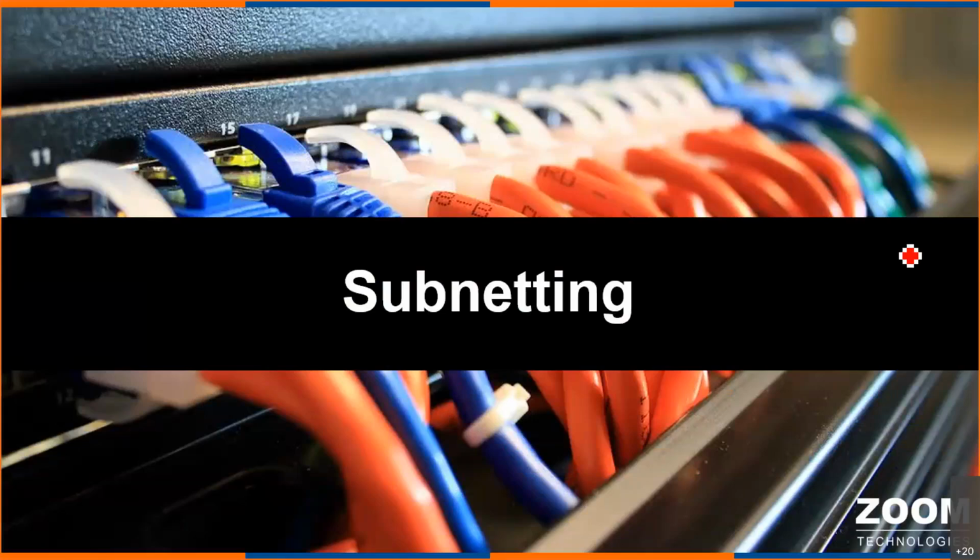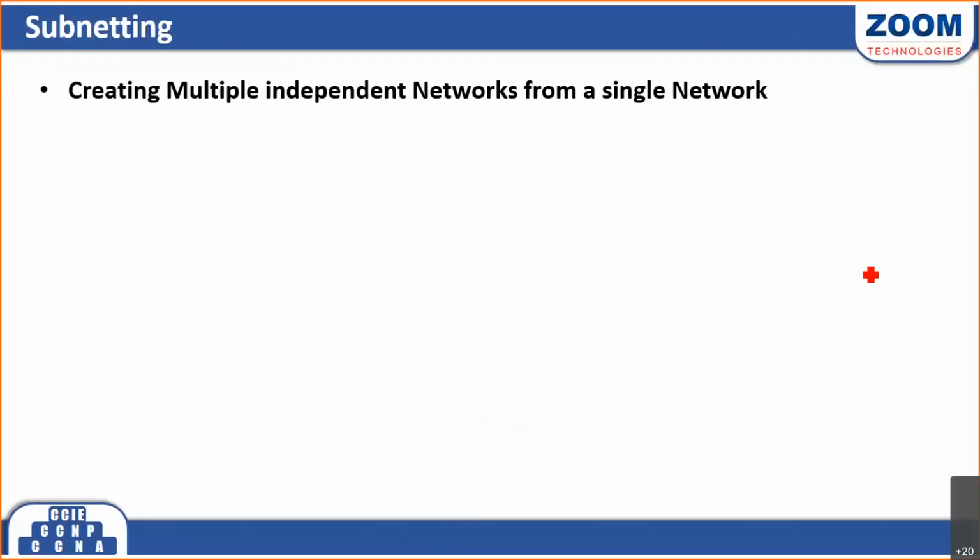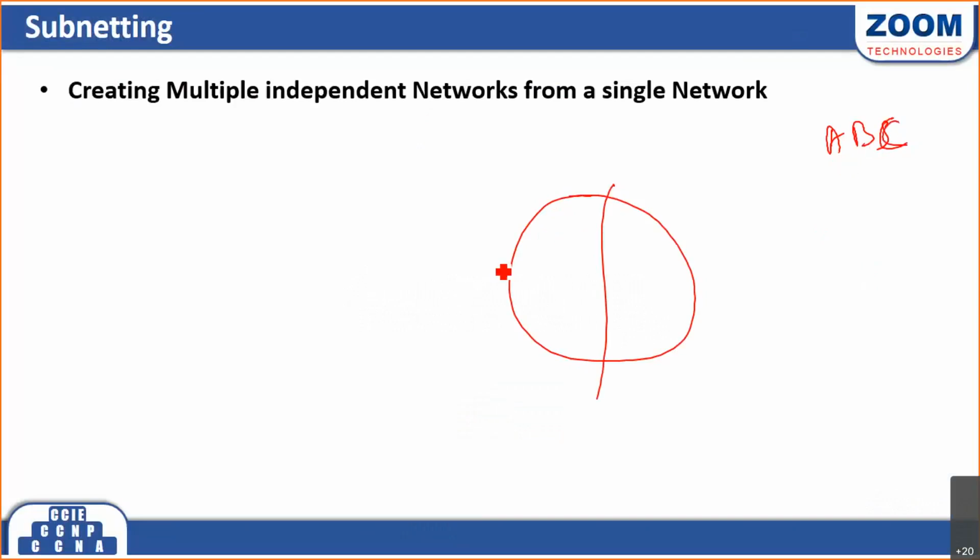These are two major questions, even if you go for interviews. What is subnetting and why subnetting? Subnetting is creating multiple independent networks from a single network. You take one single network. If your Office ABC requirement is 4 departments, then make them into 4 parts. Each part you can use for each department.